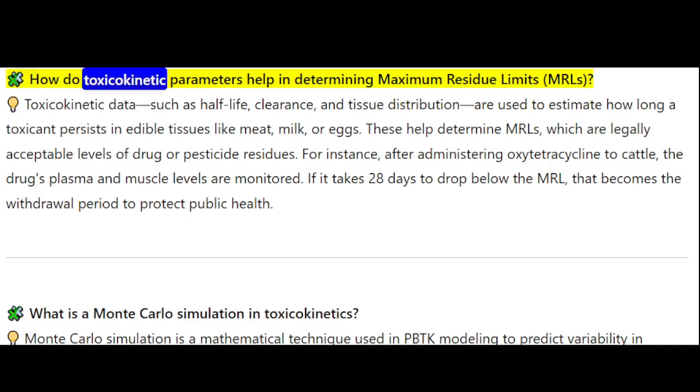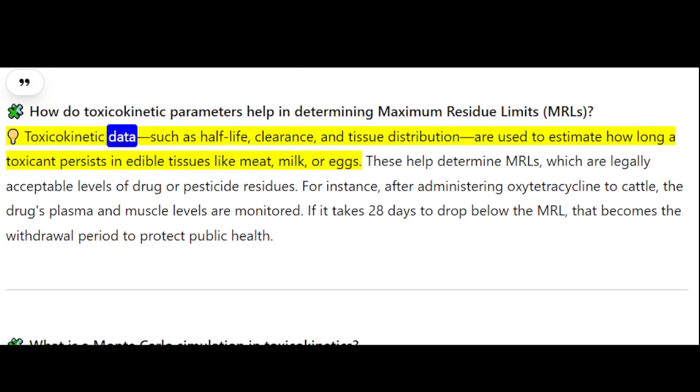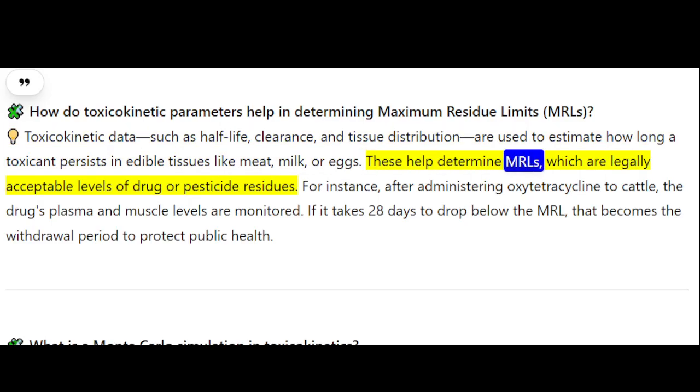How do toxicokinetic parameters help in determining maximum residue limits, MRLs? Toxicokinetic data such as half-life, clearance, and tissue distribution are used to estimate how long a toxicant persists in edible tissues like meat, milk, or eggs. These help determine MRLs, which are legally acceptable levels of drug or pesticide residues.